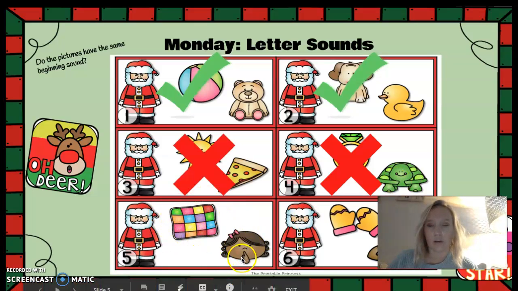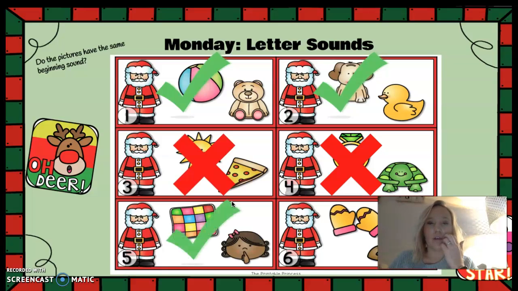What is in the pictures here? We've got quilt and we've got quiet. What do we see in the pictures? Quilt and quiet. Do those have the same beginning sound? Yeah. What letter says qu? The letter Q, right? So quilt and quiet both have the same beginning sound. And the last one, mittens and cookies. Thumbs up or thumbs down? Mittens, cookies. Do they have the same beginning sound?